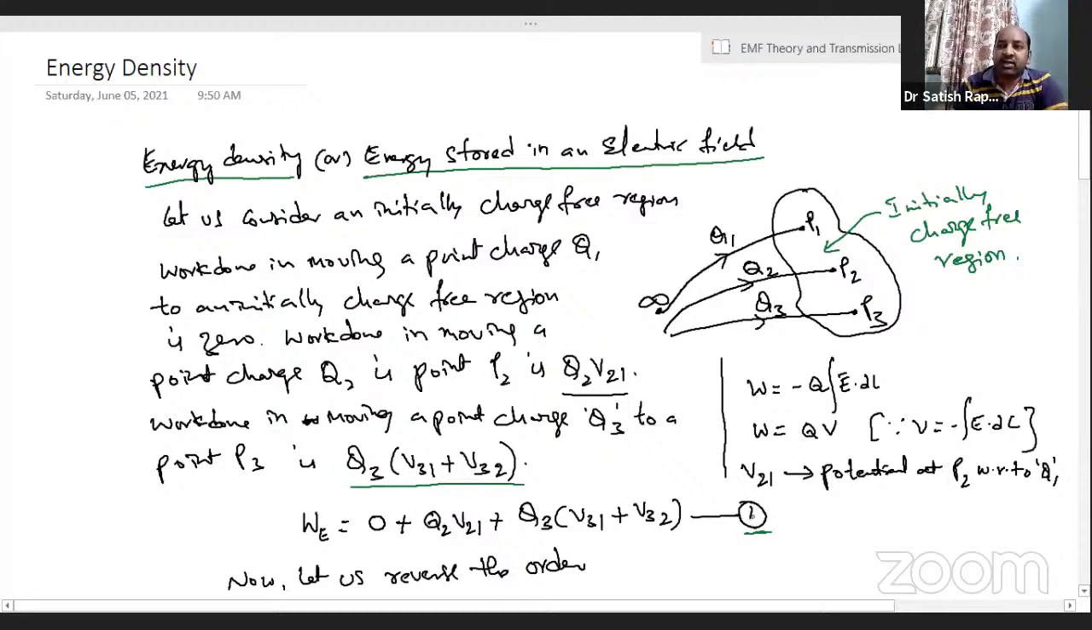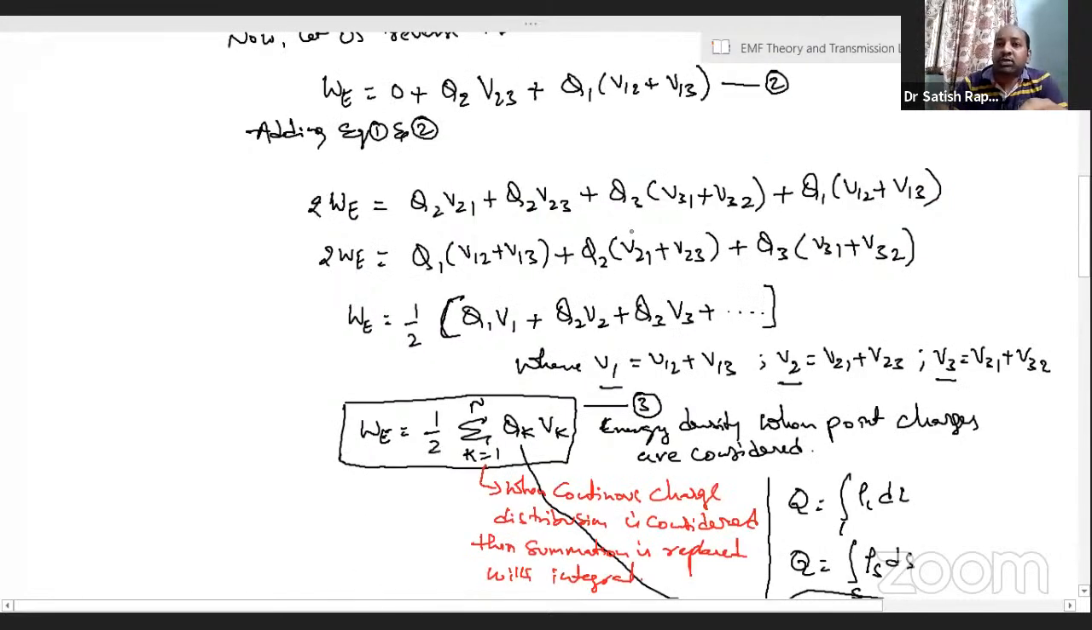So earlier I have placed Q1 and then Q2 and then Q3. Now reverse order. That means initially Q3, then Q2, and then Q1, right? So if I do so, the total work done is equation 2. In a similar procedure, if you calculate, the total work done is equation 2.